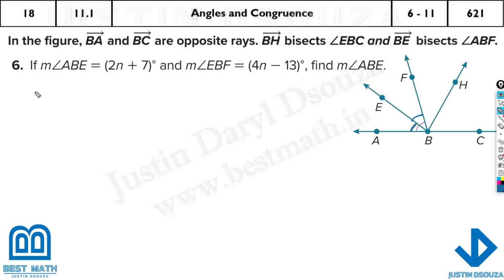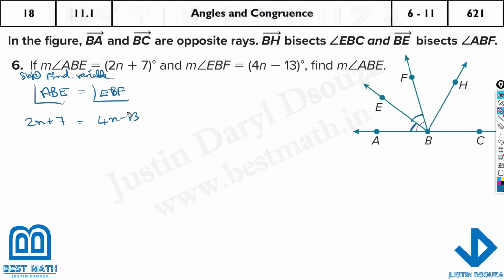So I can write the measure of angle ABE is equal to the measure of angle EBF, because BE is the angle bisector. They both are congruent to each other. This is step 1: find the variable. Why do we need to find the variable? Only then can we substitute the variable and find the value of ABE. So it's 2n plus 7, that is equal to 4n minus 13.